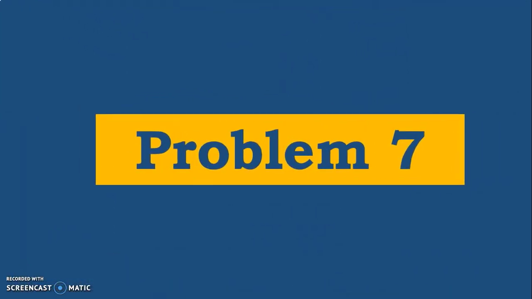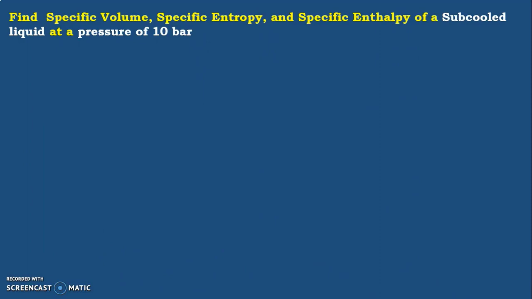Next problem, number 7. Find specific volume, specific entropy and specific enthalpy of a subcooled liquid at a pressure of 10 bar. In this problem, find properties of a subcooled liquid. We know that subcooled liquid properties are not available in the steam table. So, it is not possible to use steam table. In this class, we will see interpolation of a steam table when the particular parameter is not available.